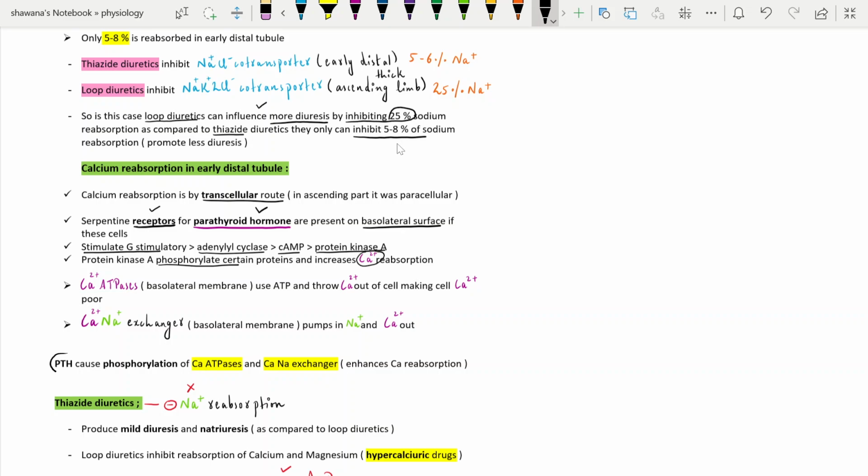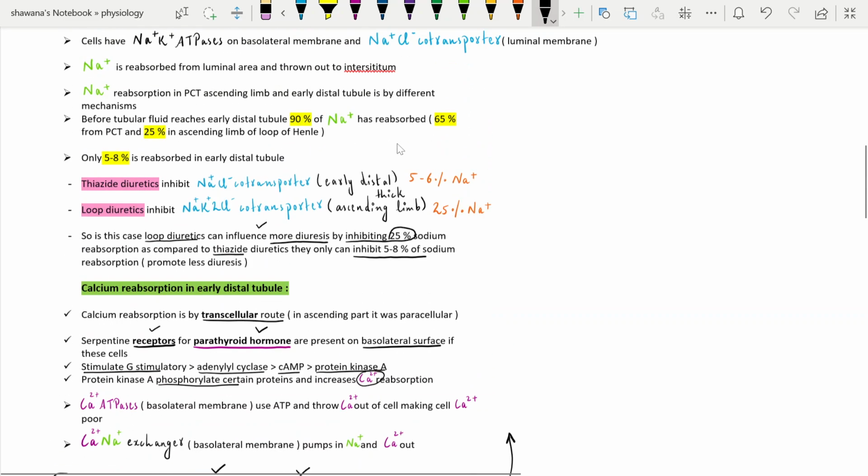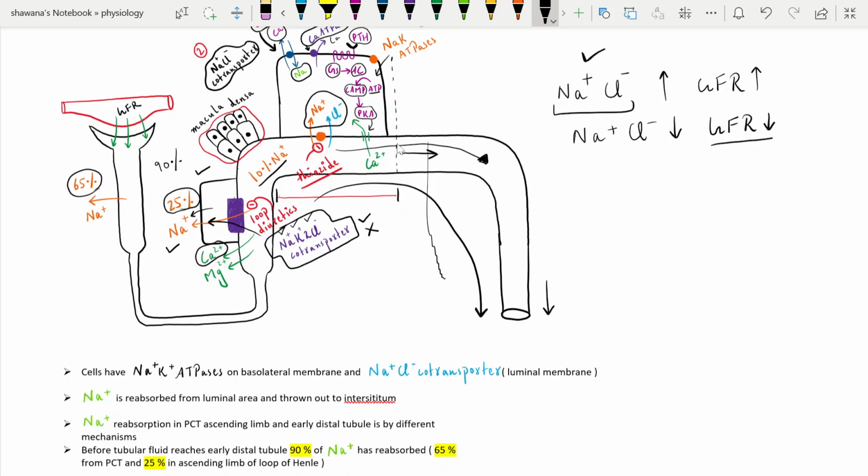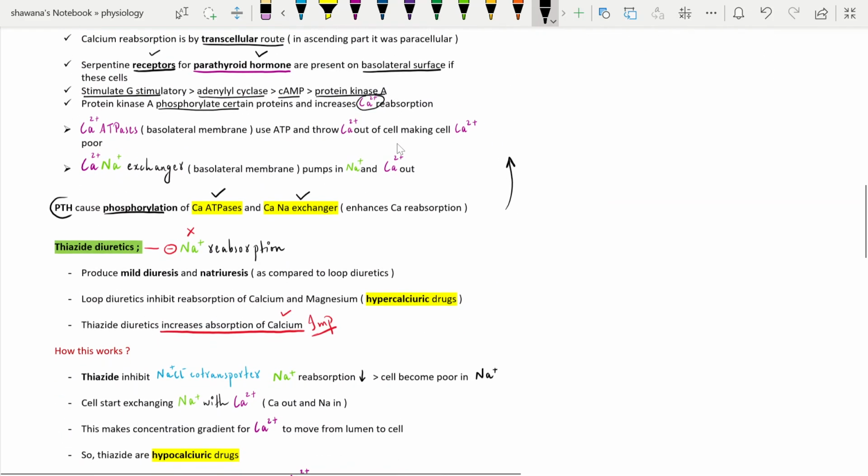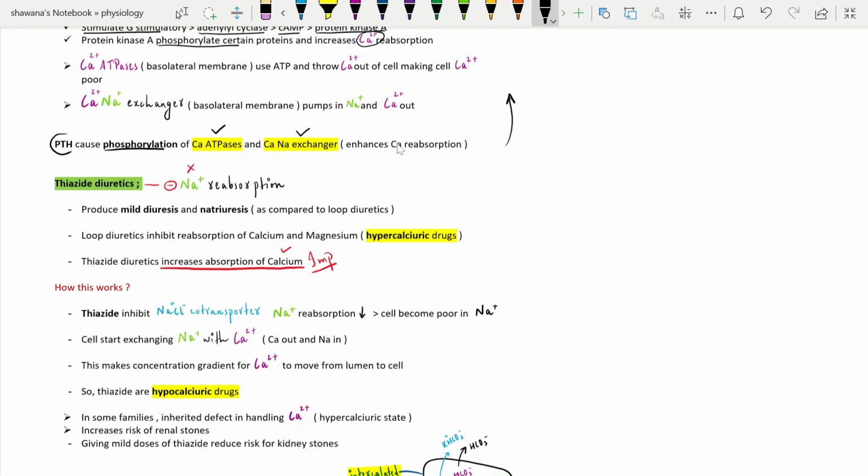And when the parathyroid hormone causes phosphorylation of these two exchangers, the calcium ATPase and the calcium sodium exchanger, and the cell becomes calcium poor, it becomes easier for the calcium to diffuse from the lumen into the cell, because the cell is already poor in calcium. Okay, it's understandable.